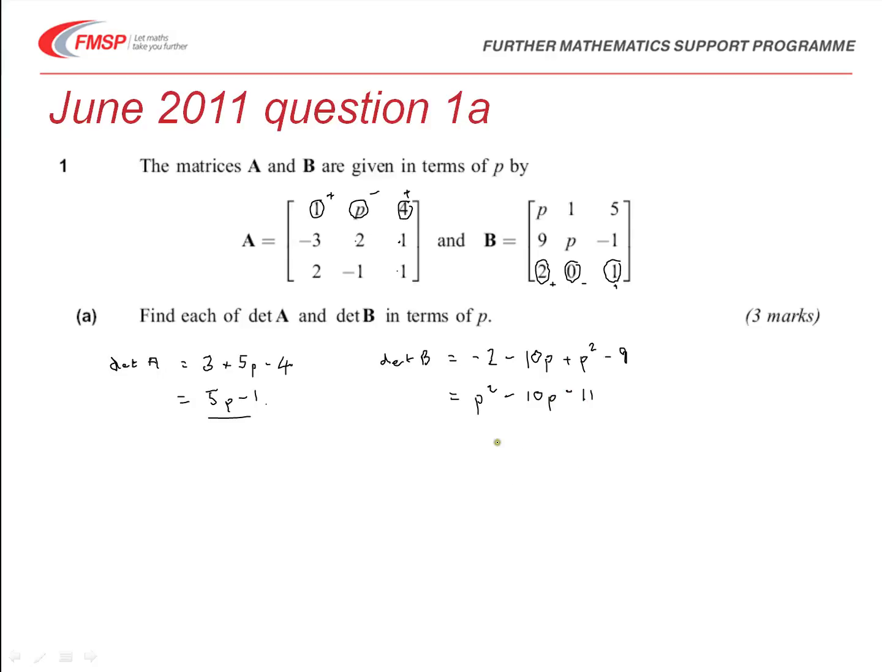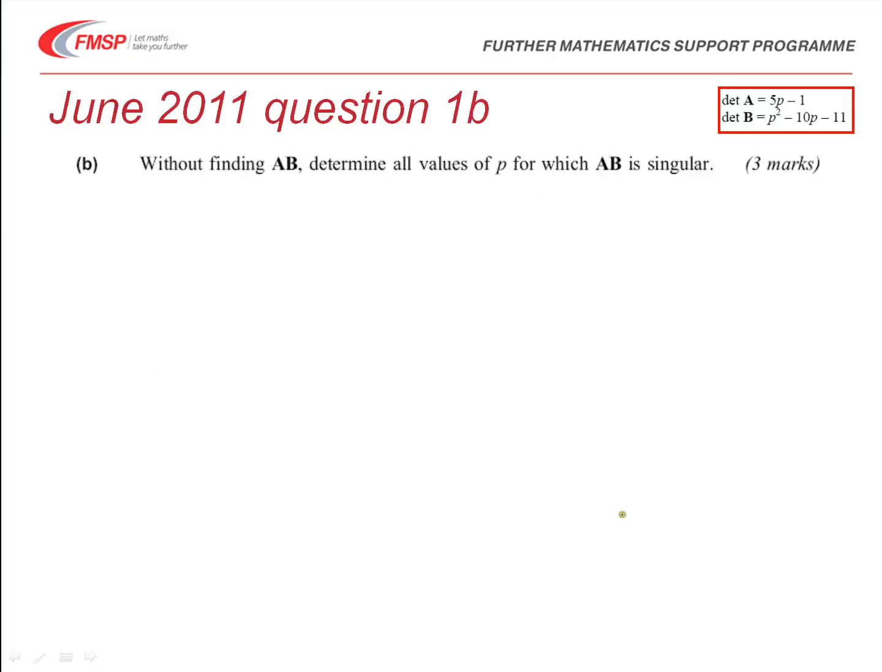Well, there are just 3 marks there, so you'll get 1 mark for obtaining the correct value for the determinant of A. And similarly for the determinant of B, which is a bit more complex, they're going to give you a method mark for working through this one, as well as an accuracy mark for obtaining the p squared minus 10p minus 11. So that's part a dealt with.